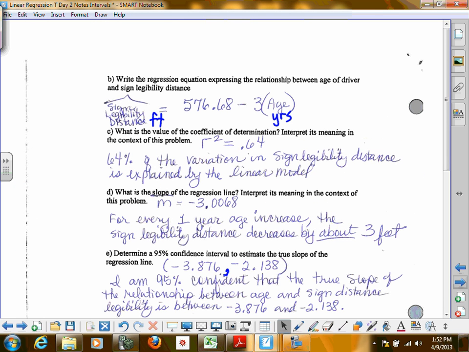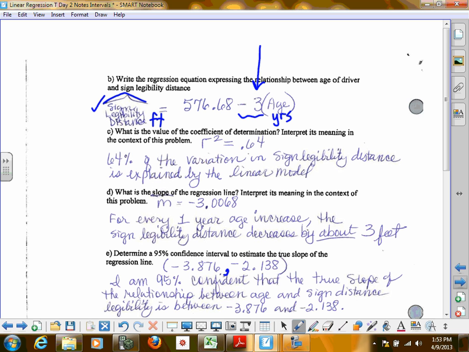It actually is not technically the next question. Let's go through a couple of these quickly before we do that interval. Here is the equation that came about when you ran the test. I want an interpretation of this slope of -3. So this says the predicted sign legibility in feet equals 576.68 minus 3 times your age in years.